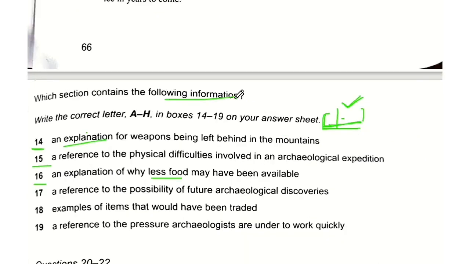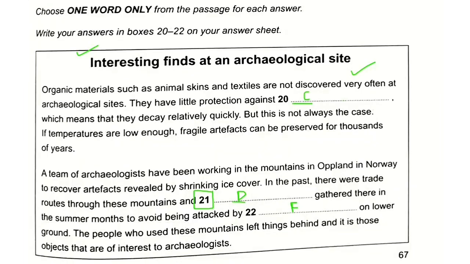After reading the heading, what you have to look for is what type of questions they have asked and whether these questions are in order or not in order. Matching information is clearly not in order. This is clearly not in order. We'll look at the next question type. Fill in the blank.